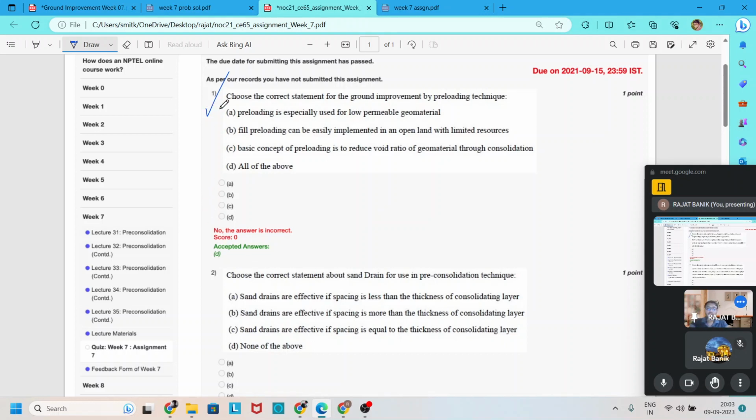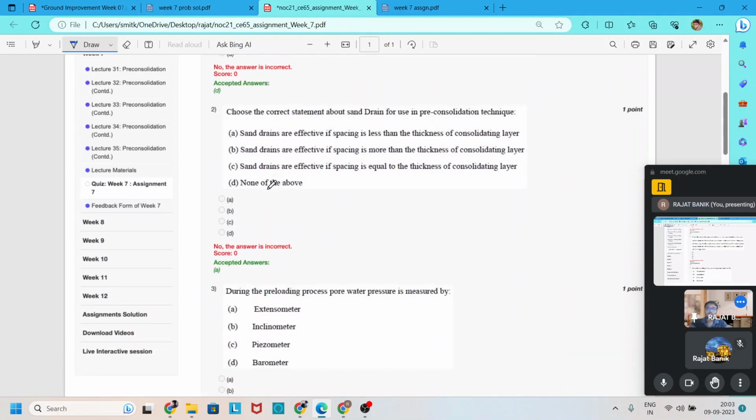So all the above option is correct for this problem. And the second one says: choose the correct statement about the sand drains used in the preloading technique. The first one given there: sand drains are effective in spacing if the spacing is less than the thickness of the concerned layer, which is true.